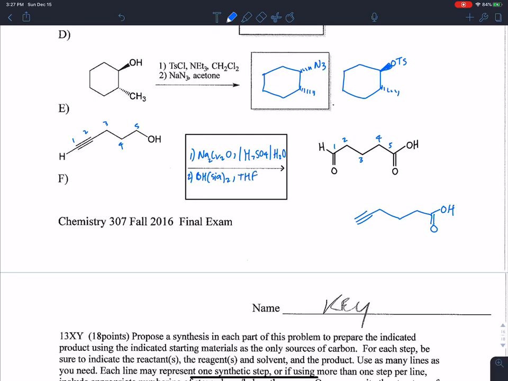THF, H2O2, NaOH, and water. So now if I do that, this is just going to turn into that. So it was a little tricky. You can't do the Na2Cr2O7 first.